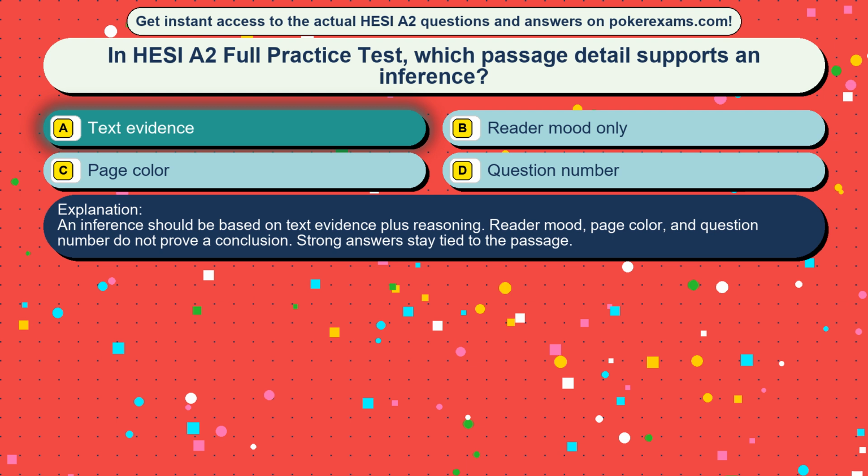Reader mood, page color, and question number do not prove a conclusion. Strong answers stay tied to the passage.